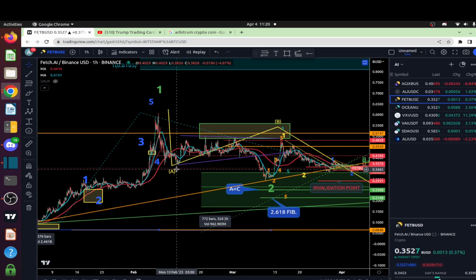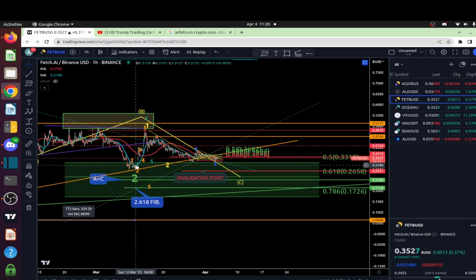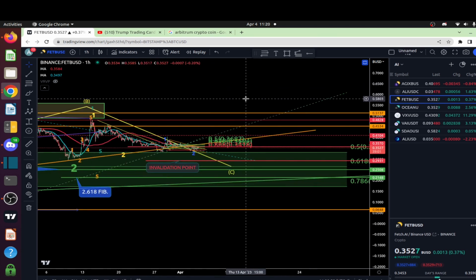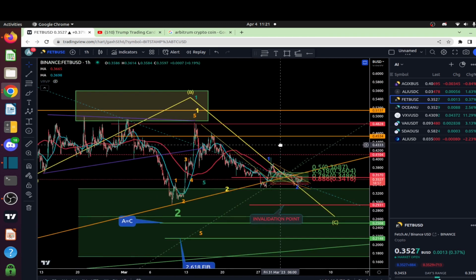Or this was our A, this was the B, and this was the C. We would have met once again the minimum retracement for a wave 2, because we went even below the 0.5, and that would be the end, the wave 2 completed in green, and this would be already the beginning of the third wave in green. So now we can start to have some invalidation points. Let me zoom in a little bit.